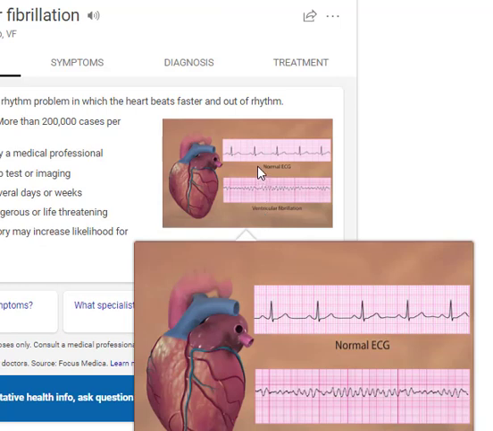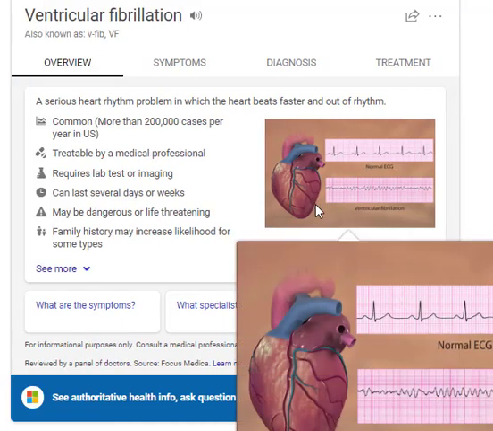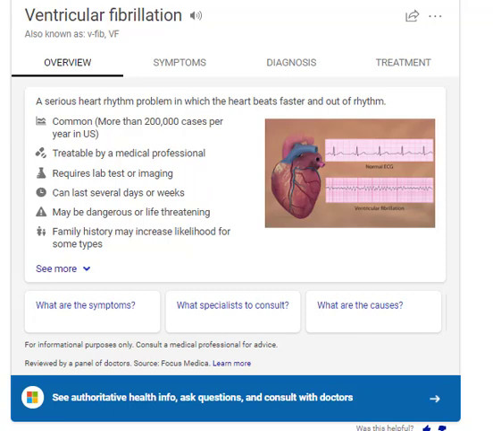So here is a normal ECG, and there's a ventricular fibrillation. And that looks exactly like the picture that you have in your lab manual right there. So here's what happens in fibrillation. The reason we have the SA node pacing for us, and then the backup AV node in case the SA node is damaged, is so that the whole heart beats at the same time.